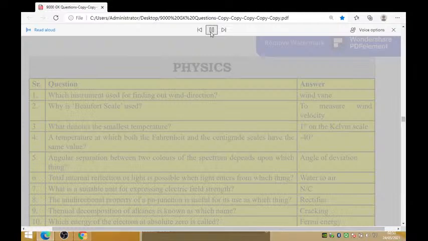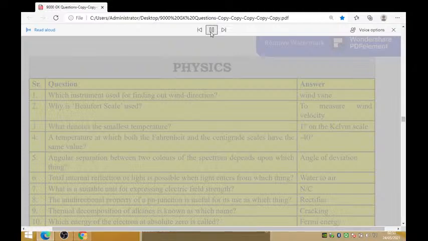Physics questions and answers. 1. What is the name of the scientist who stated that matter can be converted into energy? Einstein. 2. Einstein's mass-energy relation is given by which expression? E is equal to mc squared.